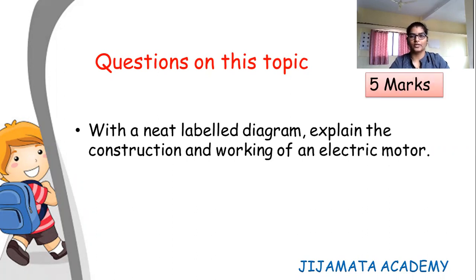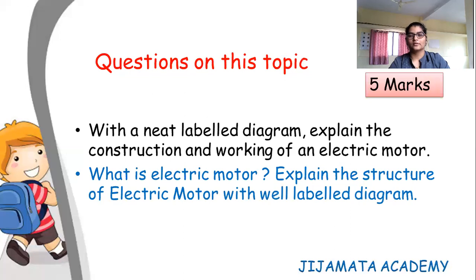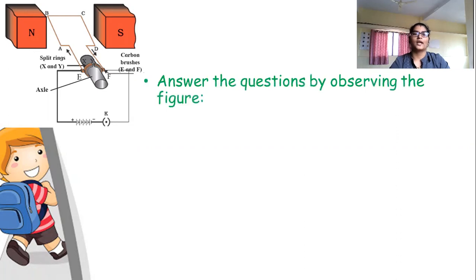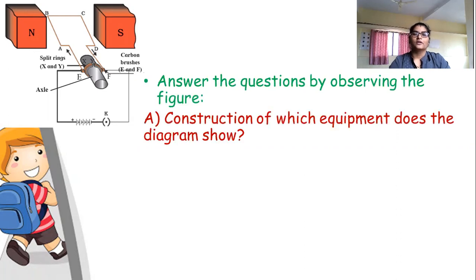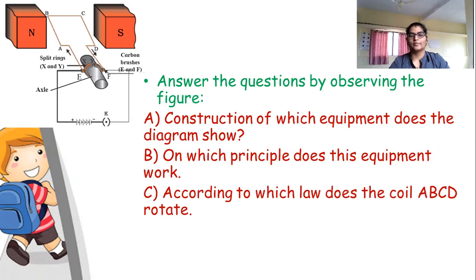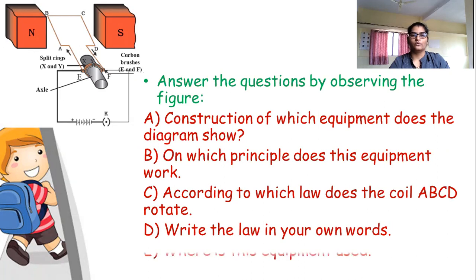and working of an electric motor, or the question may be asked in another way, like what is electric motor? Explain the structure of electric motor with well labeled diagram, or a figure of electric motor may be given to you and 5 different questions are asked on this topic, as construction of which equipment does the diagram show, on which principle does this equipment work, according to which law does the coil ABCD rotate, write the law in your own words, and where is this equipment used. So in this video, I'm going to answer all these questions in a systematic way.